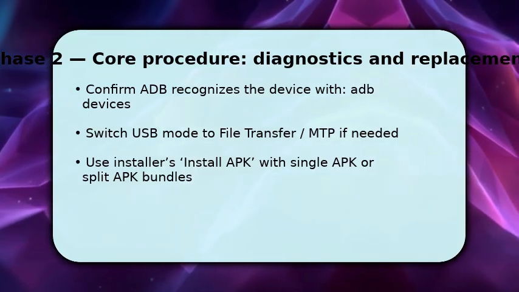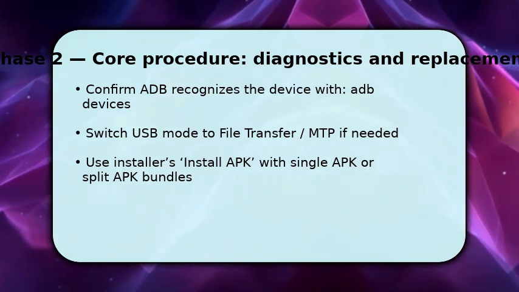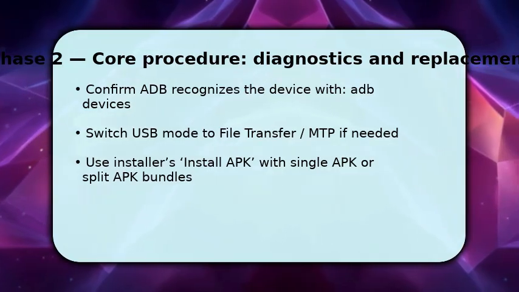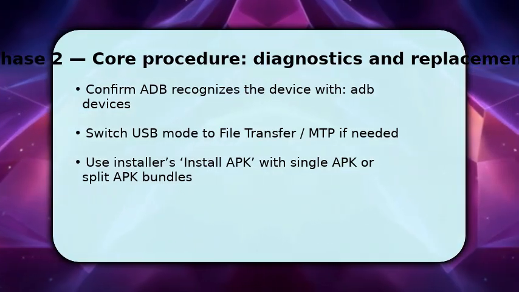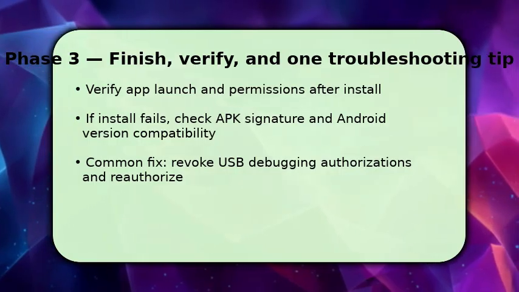Make sure the installer runs with necessary permissions on the host, and watch progress logs for permission or signature errors that stop installation. Finish by launching the installed app and granting runtime permissions it requests. This verifies a successful install.